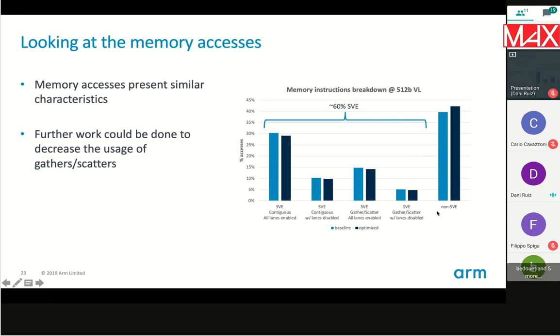But at the same time, it's around 60%. So basically, 60% of our memory accesses are with SVE instructions. Again, this is something that you expect if you have a high vectorization of your code. You expect this number, these memory accesses, to be higher.